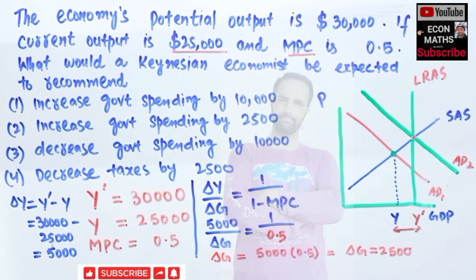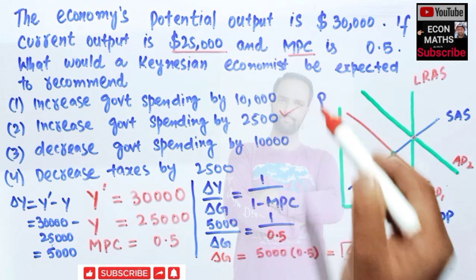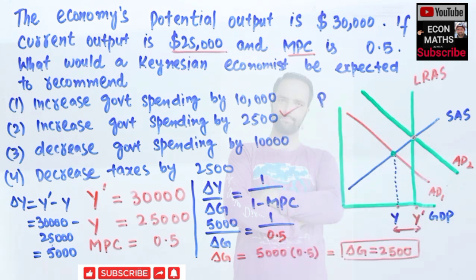So to reach from the current output level to the potential output level, the government should increase government spending by $2,500. So the correct option is increasing the government spending by $2,500. And what about the tax? If the government wants to use the fiscal instrument of the tax multiplier, then how much tax should be reduced to close this gap of $5,000?